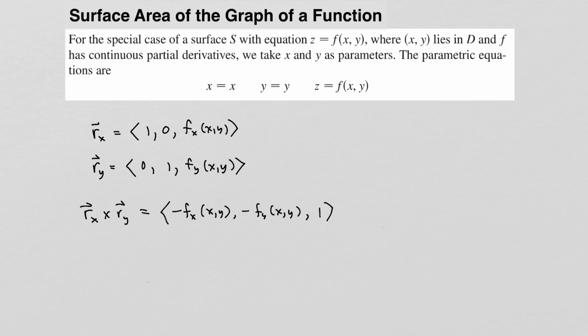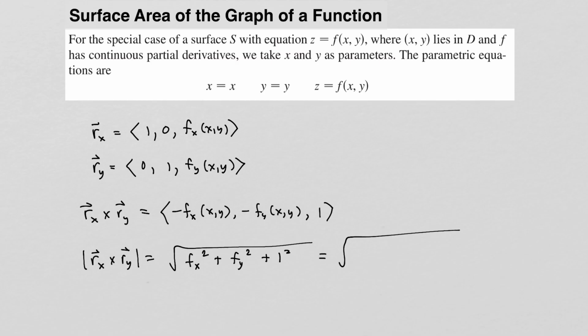And keep in mind that this is just the partial derivative of f with respect to x, and this is the partial derivative of f with respect to y. I like to mix up my notations, so that's what this is here. And now if we take the magnitude of this cross product, this will be the square root of fx squared plus fy squared plus 1 squared. Or we can write this as the square root of 1 plus the partial derivative of f with respect to x squared plus the partial derivative of f with respect to y squared.